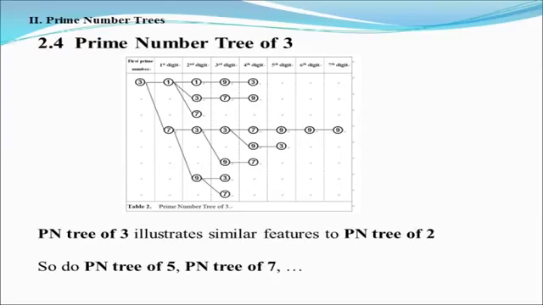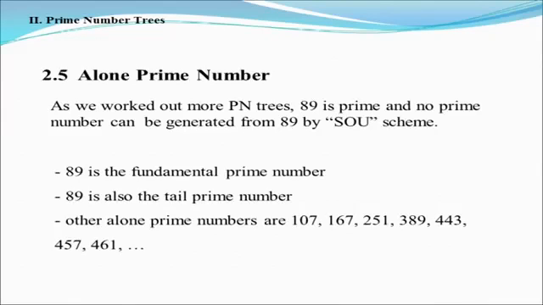For your reference, this is the prime number tree of 3. It illustrates similar features to the PN tree of 2, and you can find other PN trees in our appendix. There's one interesting case that I want to show you here. We have found that for the fundamental prime number 89, no more prime numbers can be generated by the SO scheme, making it both a fundamental and tail prime number, isolating itself in the prime number world. Because it is so lonely here, we nicknamed it the alone prime number. There are some further examples of alone prime numbers below, like 107 and 167.